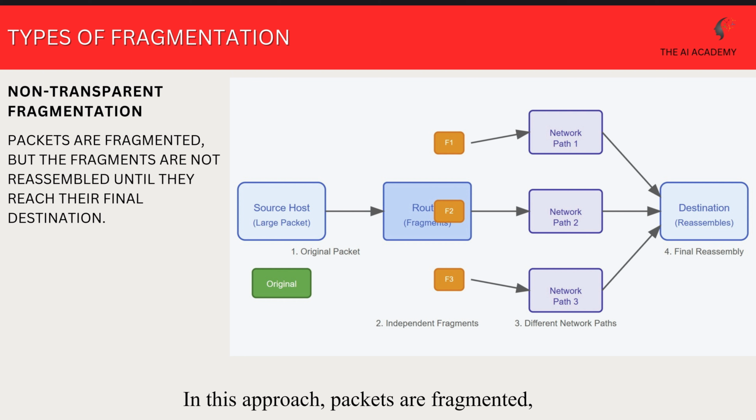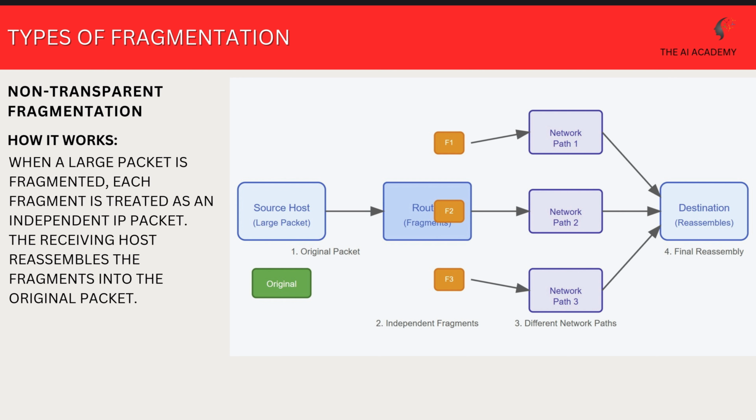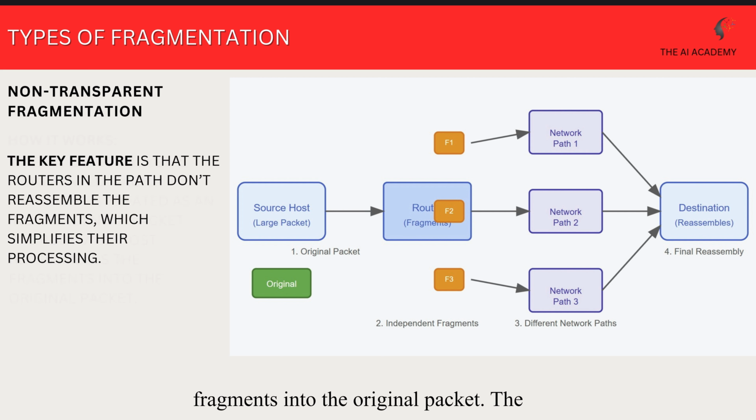In this approach, packets are fragmented, but the fragments are not reassembled until they reach their final destination. So, how does it work? When a large packet is fragmented, each fragment is treated as an independent IP packet. The receiving host reassembles the fragments into the original packet. The key feature is that the routers in the path don't reassemble the fragments, which simplifies their processing.